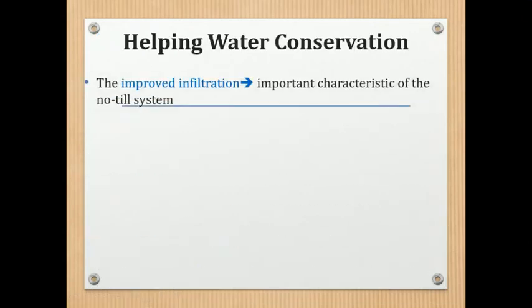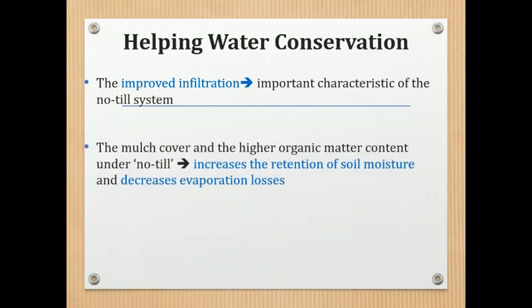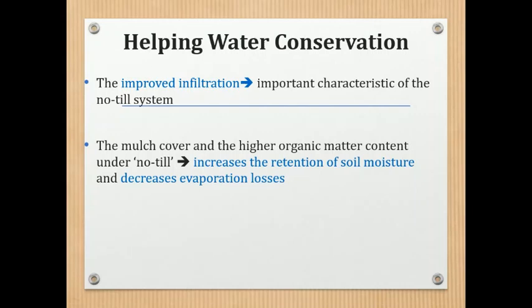Now let's look at how the no-tillage system helps in conservation of water in the soil. The improved infiltration or the decreased runoff is an important characteristic of the no-till system. The mulch cover and the higher organic matter content under no-till increases the retention of soil moisture and decreases evaporation losses from the soil.